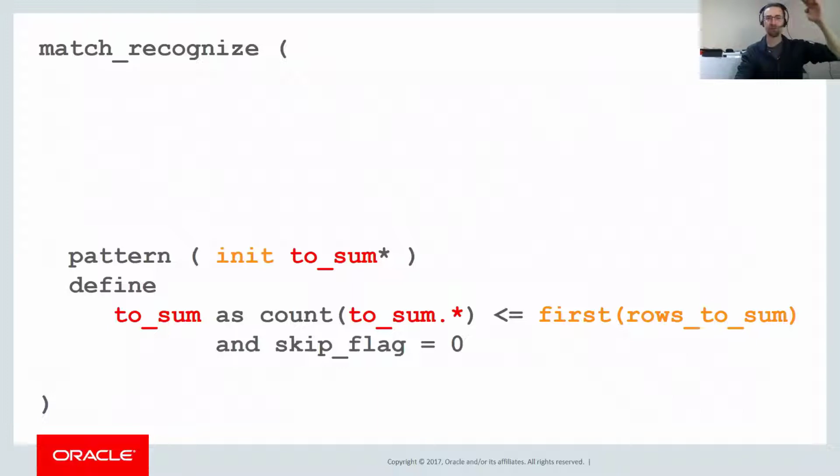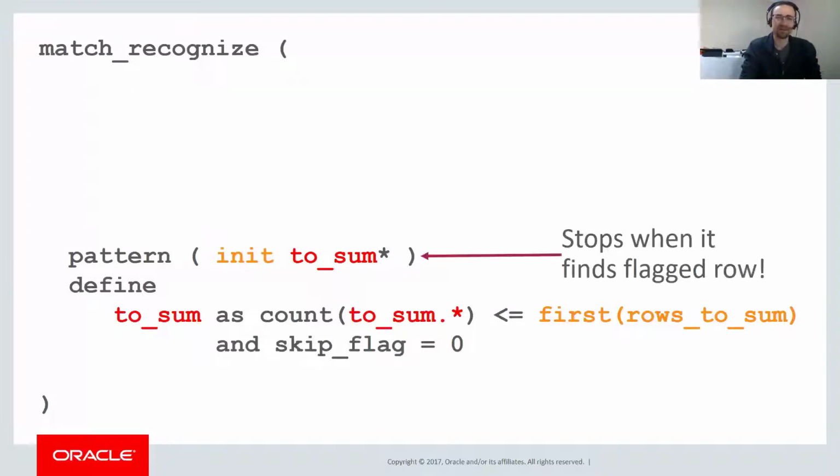So our first row will match this. Our init will get the value from the rows to column, some column from that, and then we'll just go through until we get the count. And there could be 0 of those or any number of those. So that's going to be fine, right? Well, there's a problem here. This is going to stop when it finds a row where the skip flag equals 1. So it will no longer match this pattern variable, this define clause.